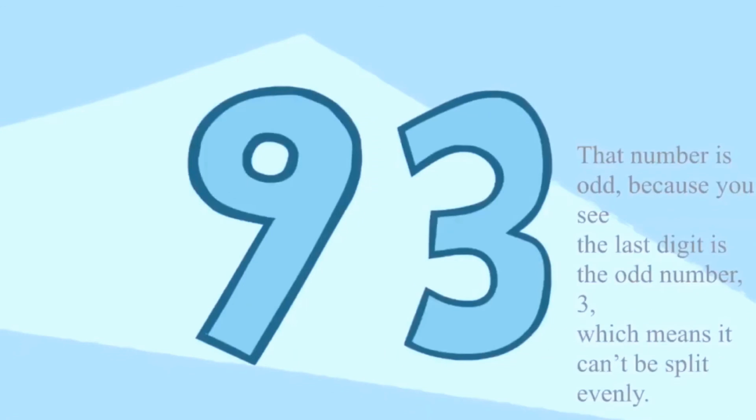And then you have 9 and 3, 93. This number is an odd number because you see this number ends with an odd number, that is 3. 3 cannot be split equally into two. Now let's take a number which has 3 digits and find out if it is an odd or an even number. So here you have 6, 5 and 4, and the end number is 4. As you know, 4 is a number which can be split into two equal halves. So therefore this number is an even number.